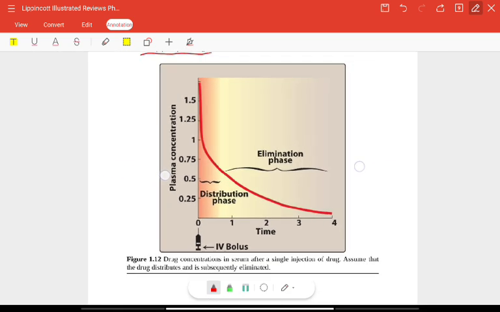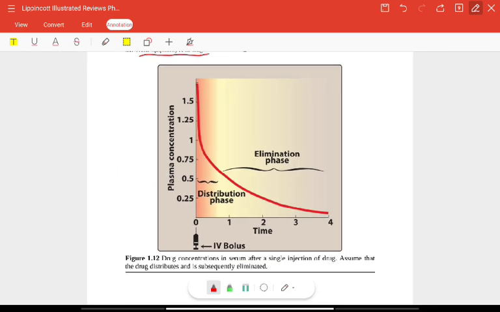Now this is a graph. It shows that when you have given the IV bolus, the drug concentration is seen after a single injection of the drug, and this is the elimination phase. The drug distributes and enters the systemic circulation. When we have given IV, there is no absorption phase, and then it is subsequently eliminated.